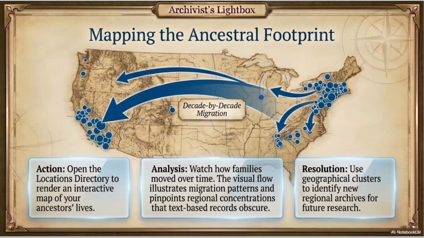Visualizing geography is critical to genealogy. The locations directory renders an interactive, decade-by-decade migration map of your family tree. By tracking the visual flow of how families moved over time, you can easily pinpoint regional concentrations and geographic clusters that standard text-based records often hide from view.